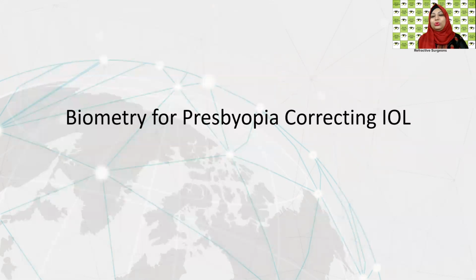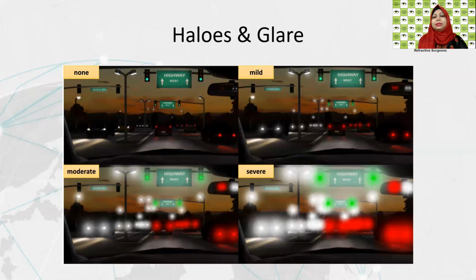Let's move on to presbyopia correcting IOL. The main problem with this patient is that they face halos and glare. Like for some patients, the patient can see clearly at night, no problem. But for some patients, we can see that the halos and glare, like the fourth picture, is so much the patient cannot do any work. And they are like, what lens have you put in me? So can biometry help us in suspecting which patient can have halos and glare?